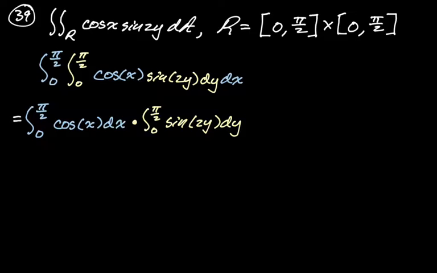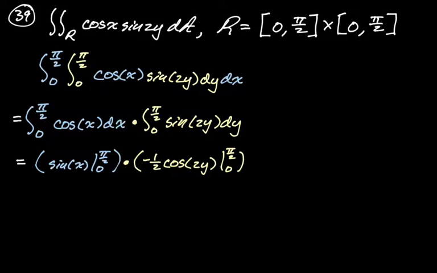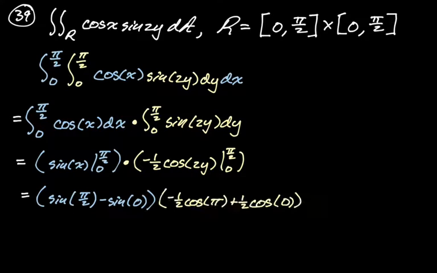All right, so antiderivative of cosine is sine from 0 to pi over 2. Antiderivative of sine of 2y is going to be -1/2 cosine of 2y. So don't forget that negative, and then we're going from 0 to pi over 2. We plug in, so it's sine of pi over 2 minus sine of 0. We have to remember some values here, and then negative cosine of pi plus, because it's minus negative, so plus 1/2 cosine of 0.